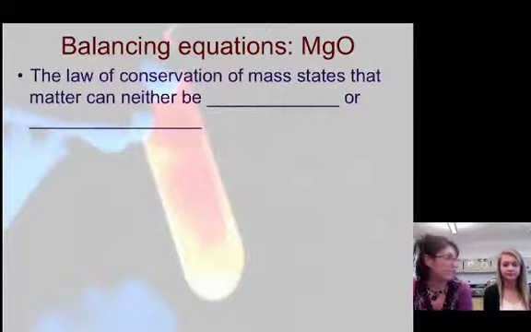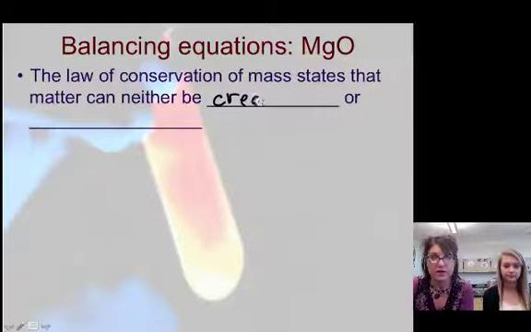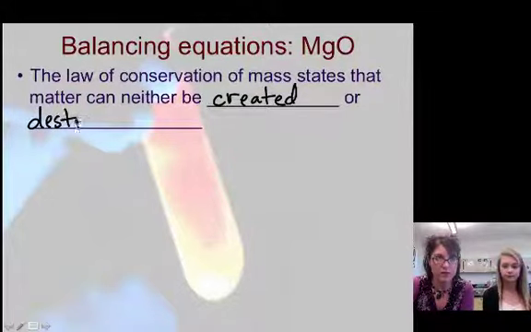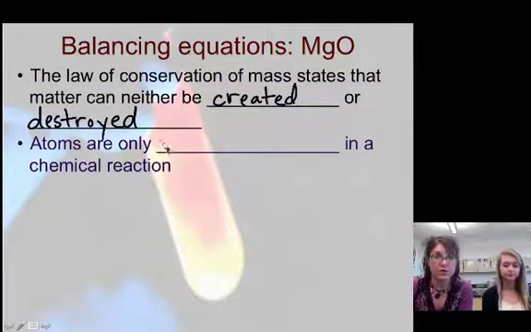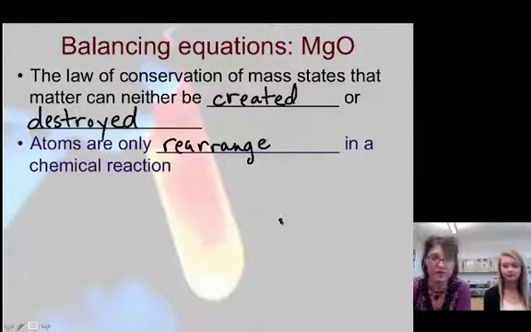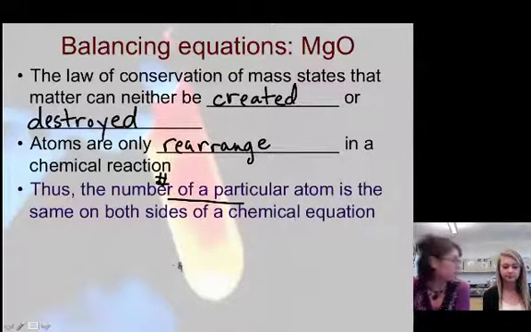Now let's balance equations using the same idea, because the law of conservation of mass states that matter cannot be created, nor can it be destroyed. So that means when we write a chemical equation, we have to make sure that we have the same number of atoms on either side. So we're going to be able to rearrange the atoms in a chemical reaction, but we can't get rid of them, have them disappear or appear out of nowhere. So for any particular atom, the number has to be the same on both sides of a reaction.